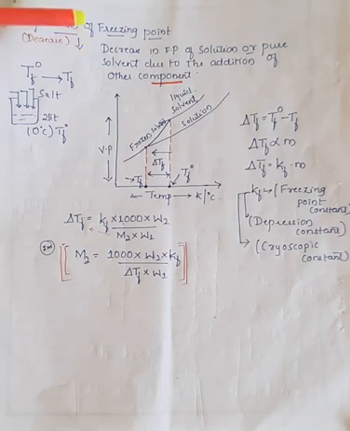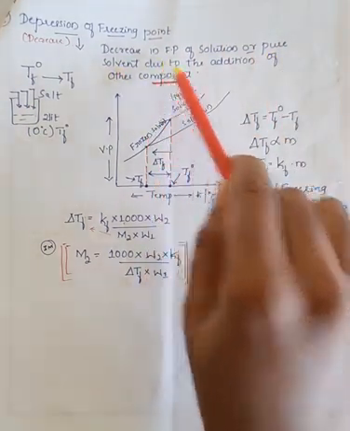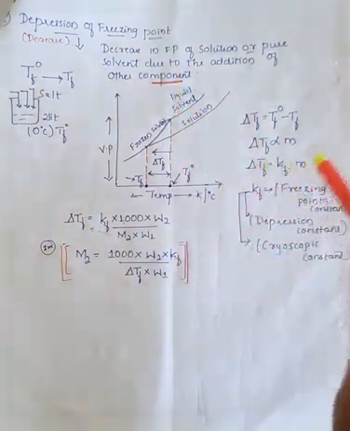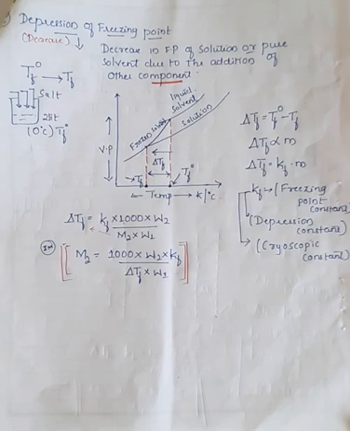Observe the statement here. Decrease in the freezing point of the solution or the pure solvent due to the addition of another component. Due to the addition of another component, what happened initially? The boiling point was increased from 100 degrees Celsius to 130 degrees Celsius.